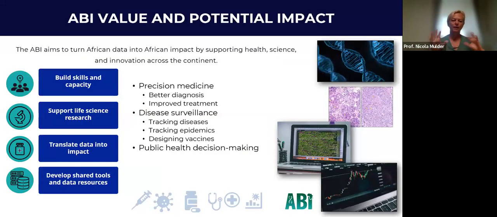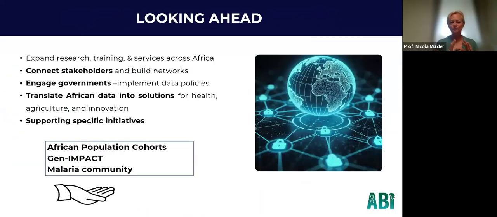So getting back to the ABI, just to finish off, we hope that by implementing all of these different aims, we're going to enable precision medicine, disease surveillance, public health decision making, etc., so that we can really expand what we can do on the continent, build the skills. We want to have this, doing research, training, and services. We're literally just setting up the sites at the moment.